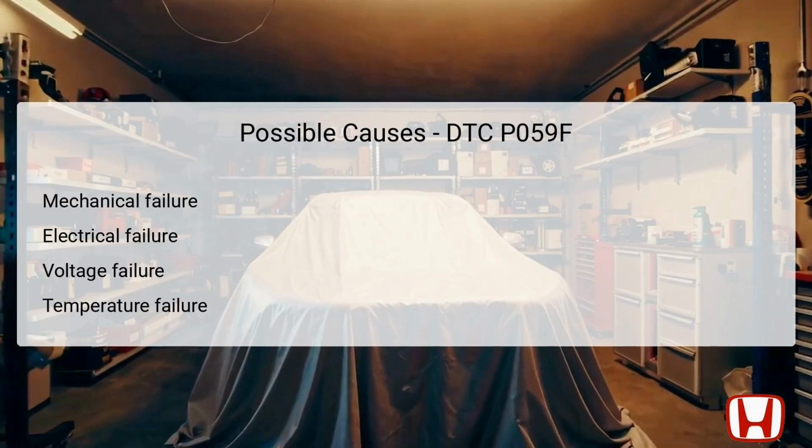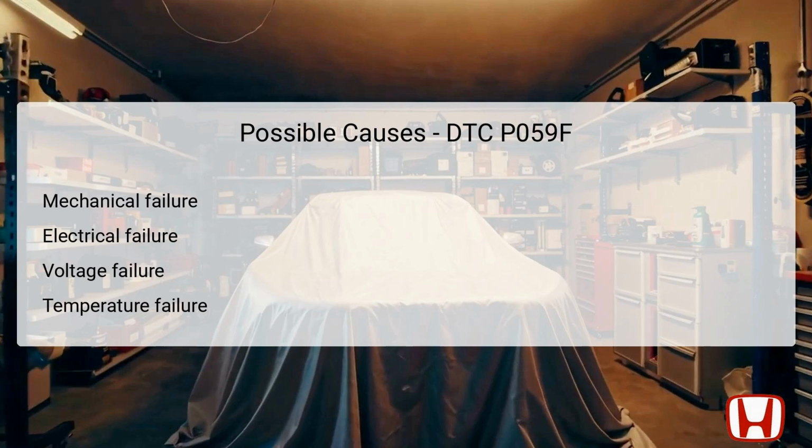Several potential causes can lead to the P059F error code. First, a mechanical failure within the shutter grille assembly could obstruct its operation. The assembly might be physically damaged or blocked by foreign material, preventing it from functioning correctly.